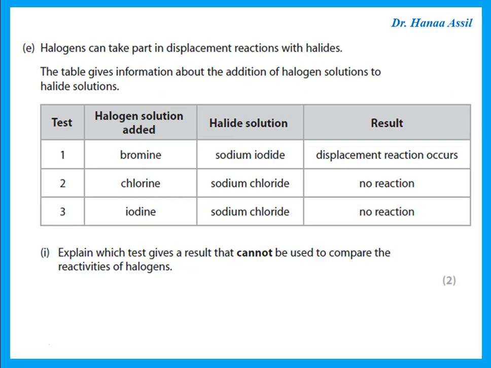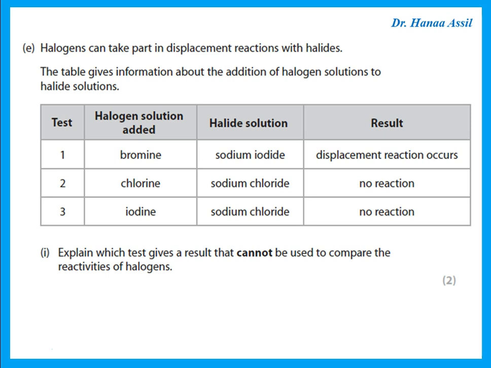Halogens can take part in displacement reactions with halides. The table gives information about the addition of halogen solutions to halide solutions. So he's adding bromine to sodium iodide. It reacts. Chlorine to sodium chloride, no reaction. Iodine to sodium chloride, no reaction.